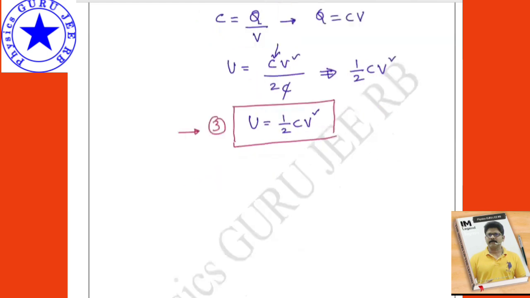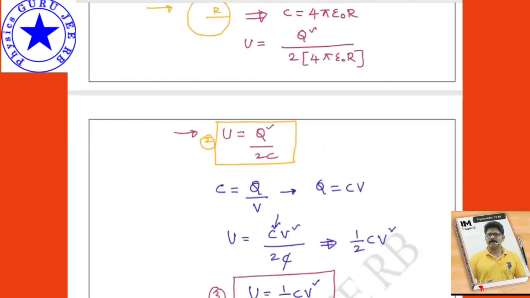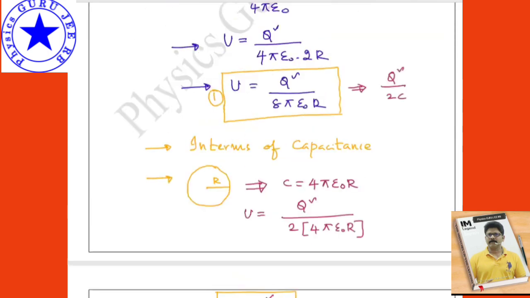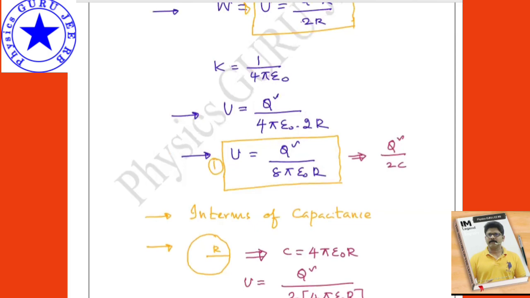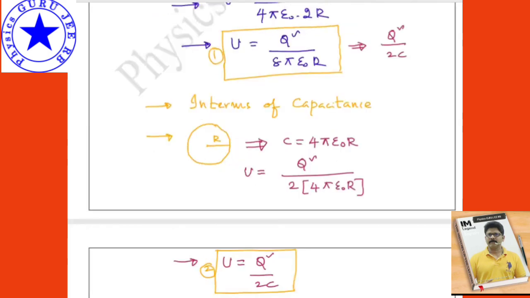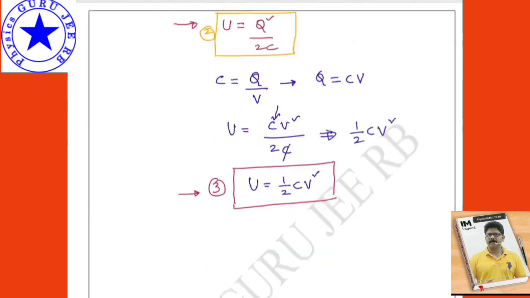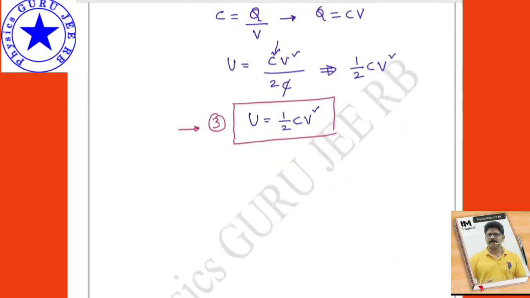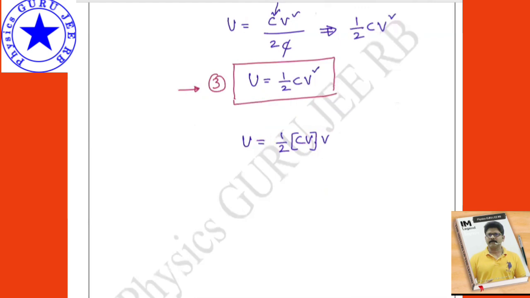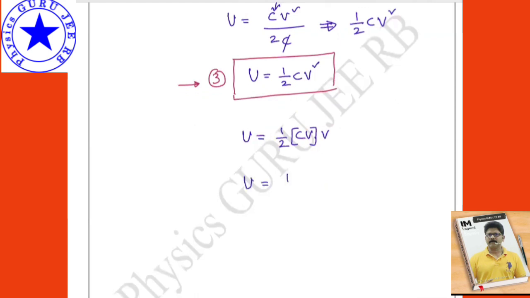Next, after that third equation is completed, see how many different forms of equations we are obtaining. You can see U is equal to Q square by 8 pi epsilon R. Second equation, U is equal to Q square by 2C. Third equation, U is equal to half CV square. One more equation, can I write like this? I can even write U is equal to half CV into V. So CV can be written as Q. So we can even write this equation as half into Q into V. That's all. Hope it is clear.